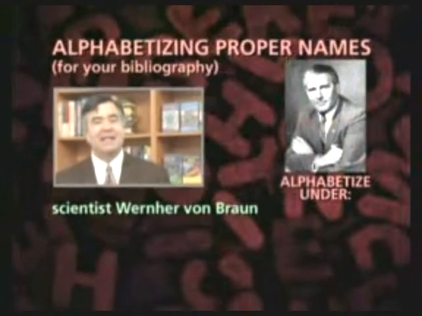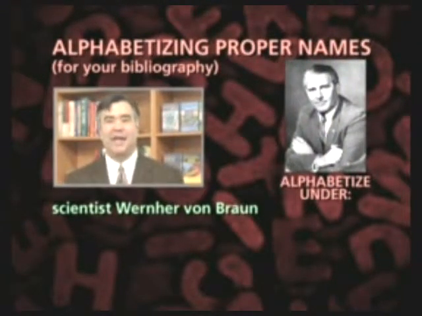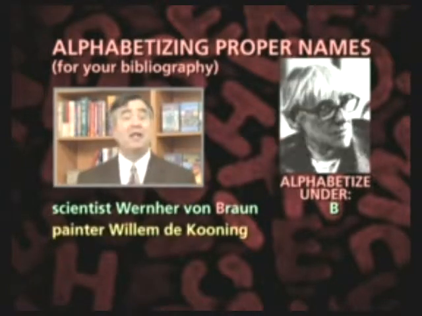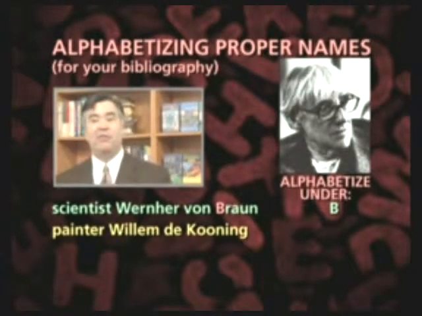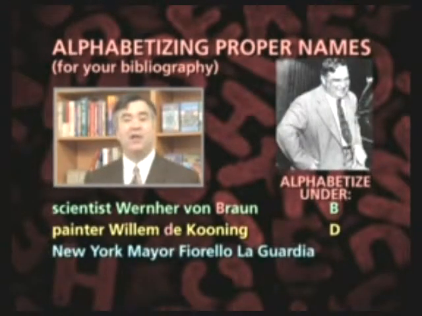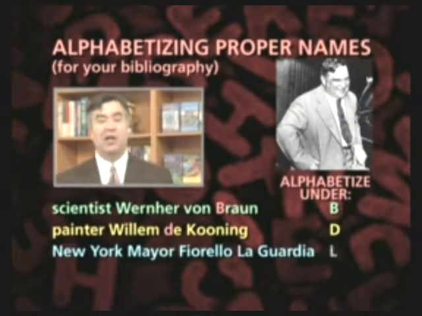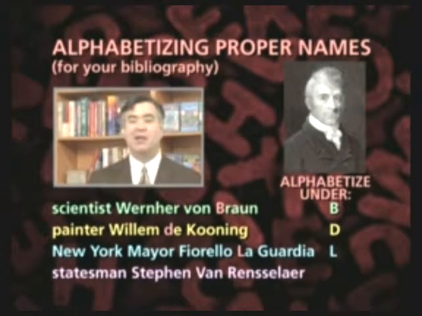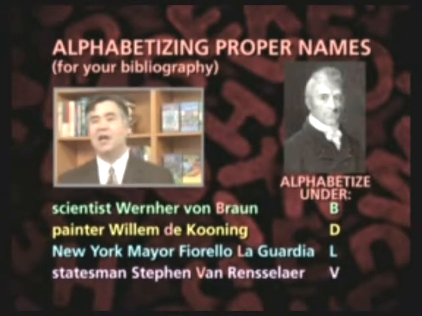Alphabetizing authors' names can sometimes be tricky, especially with foreign names. Here are a few examples that illustrate how tricky proper names can be. Scientist Wernher von Braun, for example, would be alphabetized under B, not V. Painter Willem de Kooning would be alphabetized under D, not K. New York Mayor Fiorello LaGuardia would be listed under L, not G. And statesman Stephen Van Rensselaer would be listed under V, not R.